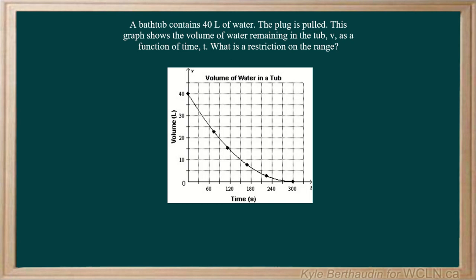A bathtub contains 40 liters of water. The plug is pulled. This graph shows the volume of water remaining in the tub, V, as a function of time, t. What is a restriction on the range?